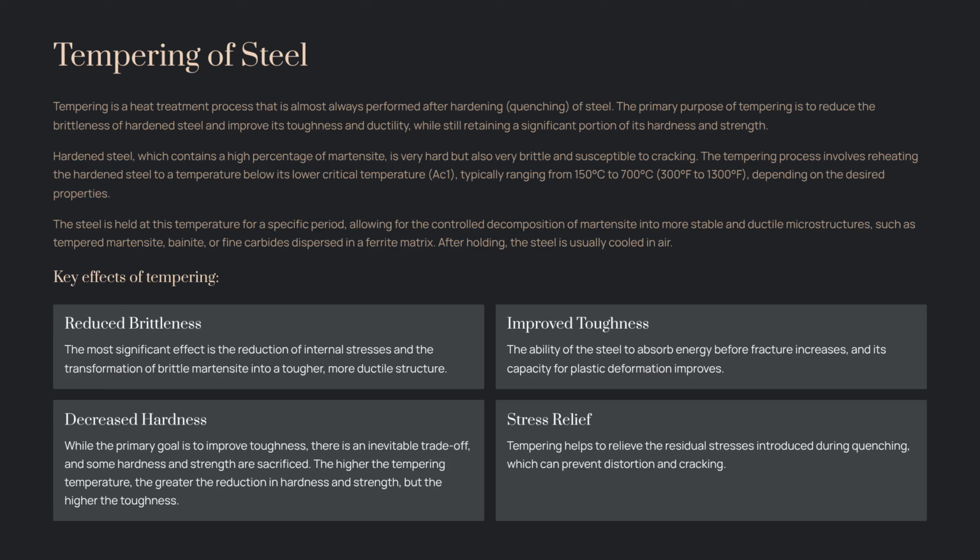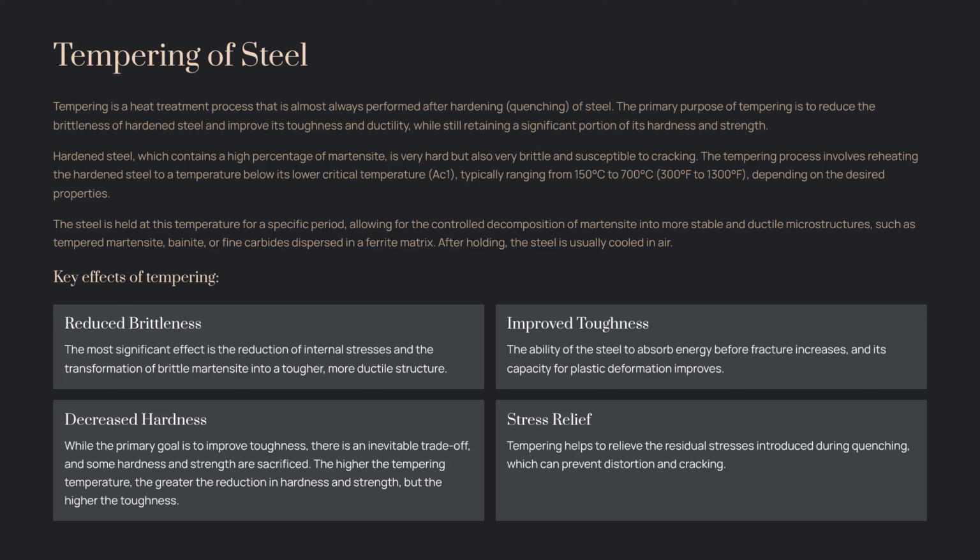Key effects of tempering. Reduced brittleness. The most significant effect is the reduction of internal stresses and the transformation of brittle martensite into a tougher, more ductile structure. Improved toughness and ductility. The ability of the steel to absorb energy before fracture increases, and its capacity for plastic deformation improves.